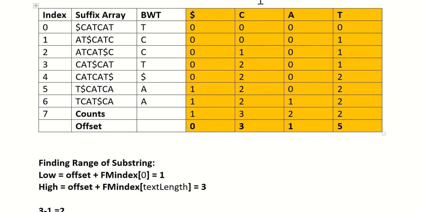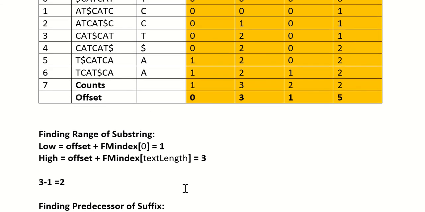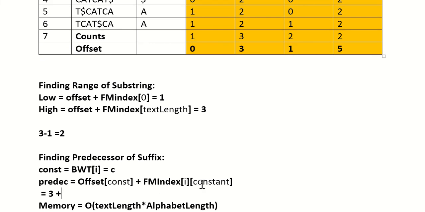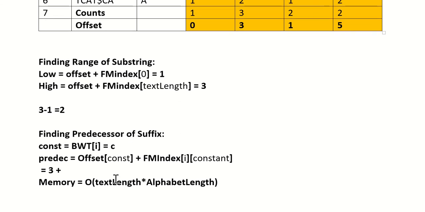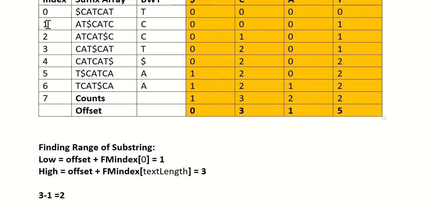The offset of C is equal to 3. Okay, so that's checked off. And then we're going to say is equal to 3, plus the FM index at I, which is, remember, we're looking at I right here at 1 for the constant C. So what is that? At I for the constant C, that's 0. So 3 plus 0 is equal to 3. So we know that the predecessor is 3. So the predecessor of 1 is supposedly 3.